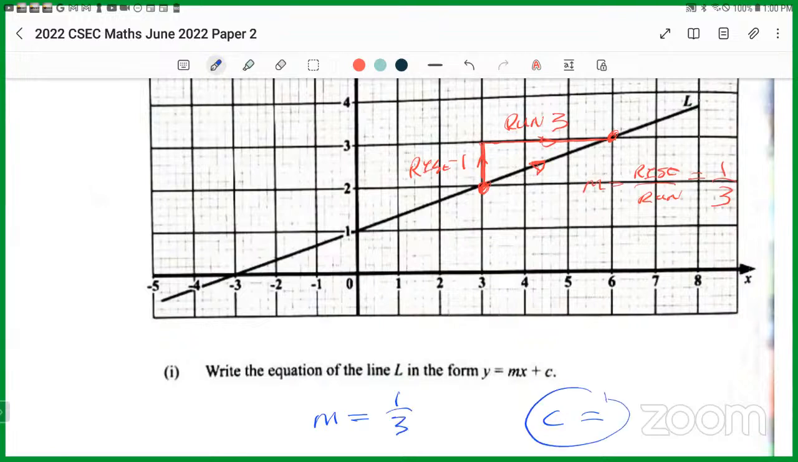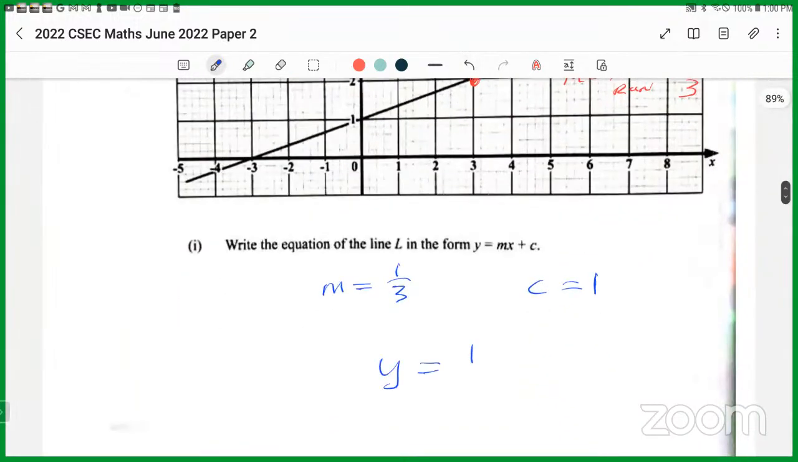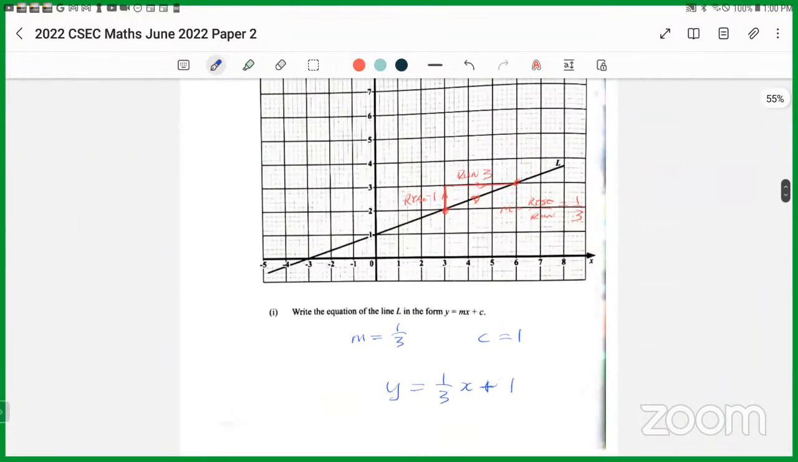My c value is right here, where we cut the y-axis. c equals 1. So the equation is y equals 1/3 x plus 1. That's the equation of that line. Easy, quick and fast when I give you the diagram. The information is right there on the diagram. You don't have to calculate. You count the gradient, the rise and the run, and you can see the y-axis intercept. You have to calculate nothing.